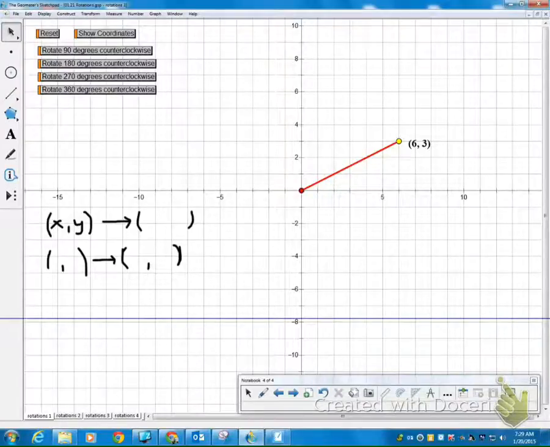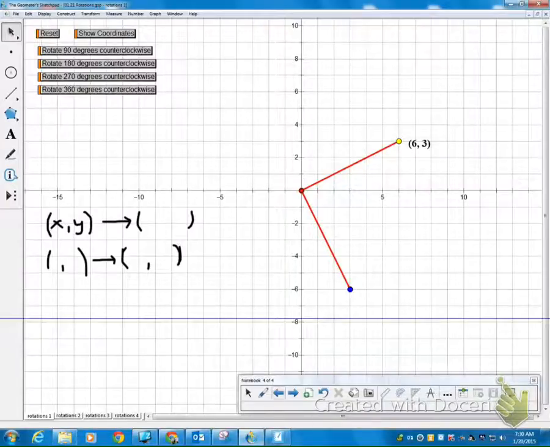Okay, the last rotation we're going to be looking at is a 270-degree rotation. So this is 270 degrees, or a 180 plus another 90. And we're going to look at our motion rule and see what happens there. So again, I have my same point, my (6, 3), and my point of rotation. I'm going to spin this one around 270 degrees.